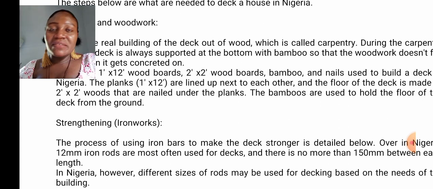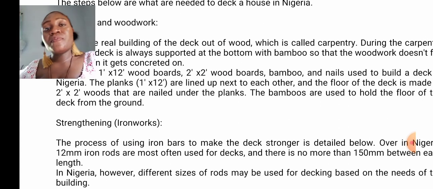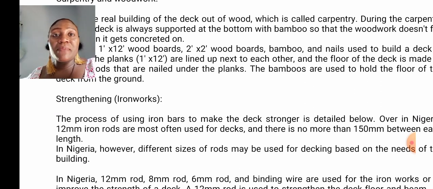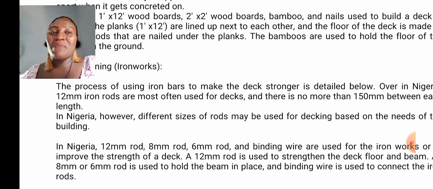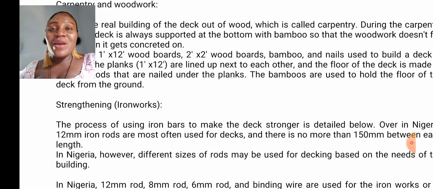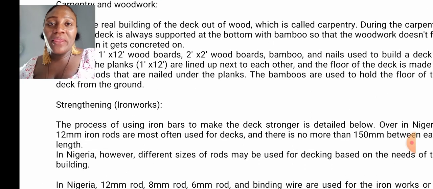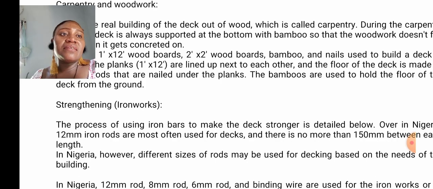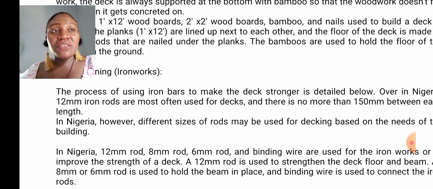The next material we'll be using is iron. When it comes to decking, we'll be needing iron like 12 mm rod, 8 mm rod, 6 mm rod, binding wire as well. So here is where the iron benders will come in. The process is using iron bar to make the deck stronger. It's detailed below, so let me read it through.